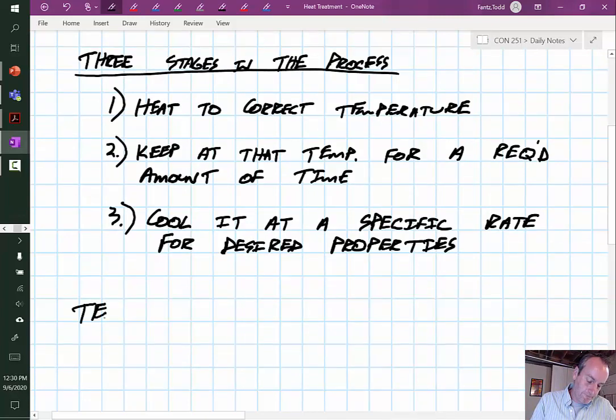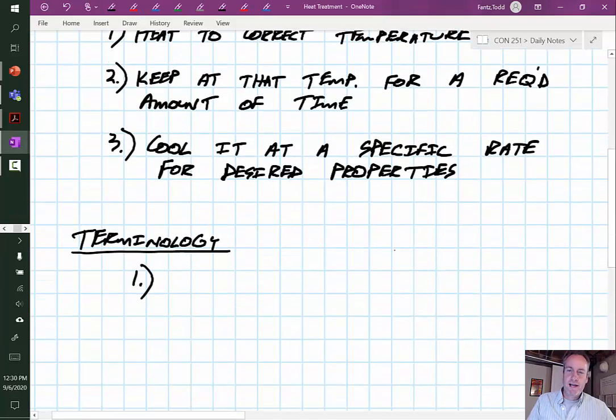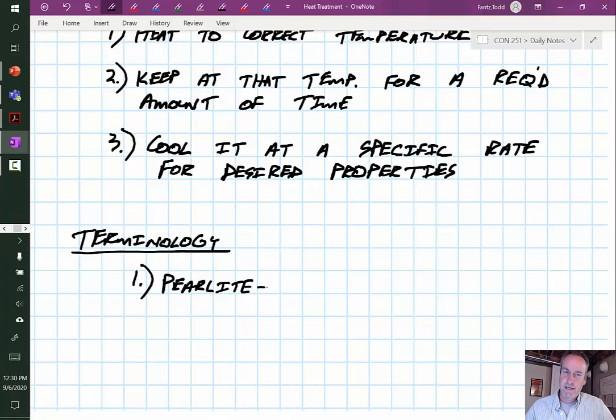So the terminology starts with this idea of pearlite. And what pearlite is, basically, is steel in its natural state. Nothing's been done to it. So this is what we're considering our non-hardened steel or natural state.